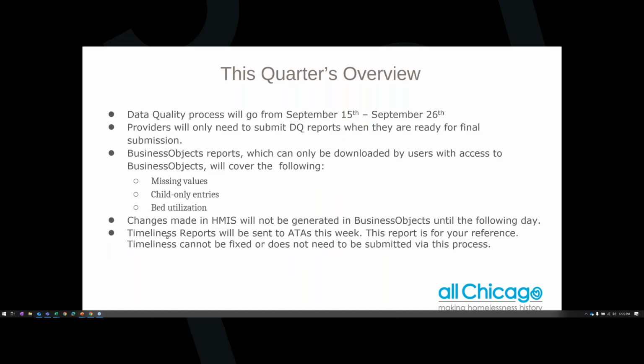The Business Objects reports, which can only be downloaded by users with access to Business Objects, will cover the following: the missing values, child-only entries, and bed utilization. So those are the things you're going to find in the Business Objects report.